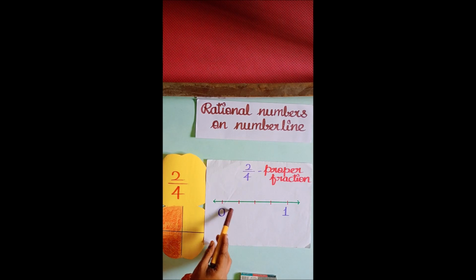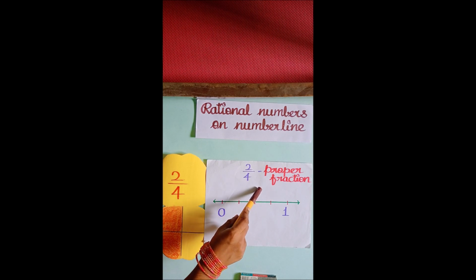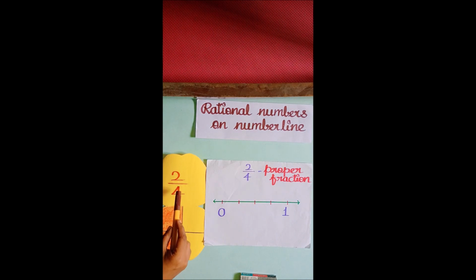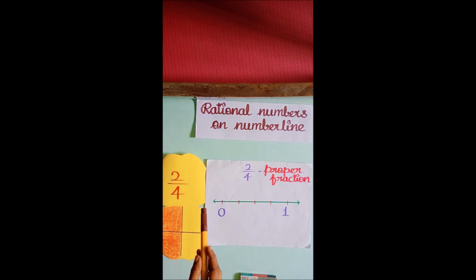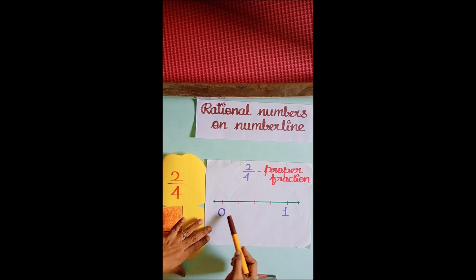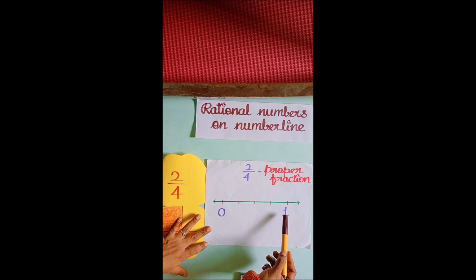Now listen here, this is the representation on a number line. As we said already, for a proper fraction, the numerator value is less than the denominator. Then how should the rational number be? It should lie between less than 1 and greater than 0. It must lie between 0 and 1, but less than 1 and greater than 0.